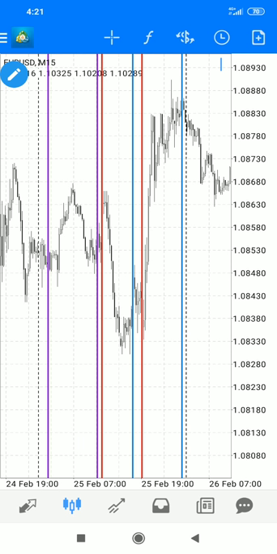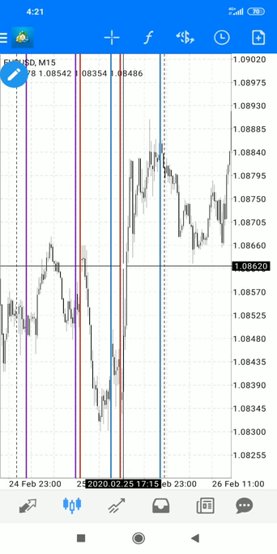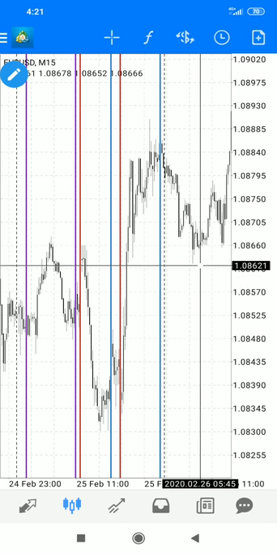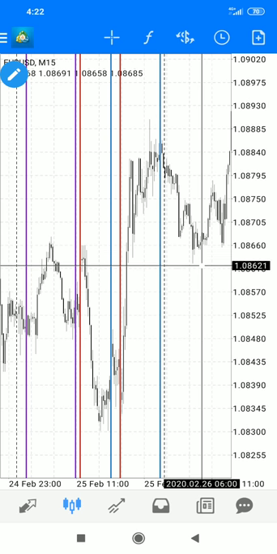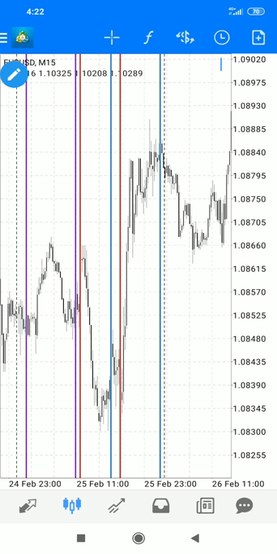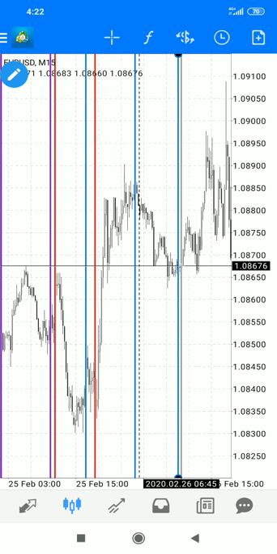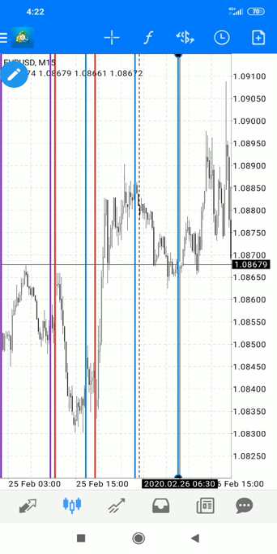So Sydney opens at 11 p.m., then closes at 6 a.m. So 11 p.m. is that one for the New York close. Let's go and find 6 a.m. So we are getting into another trading day, a new trading day. So you'll find that 6 a.m. is around here. It's a bit further. Should be somewhere around here. Yeah, 6 should be somewhere around there.